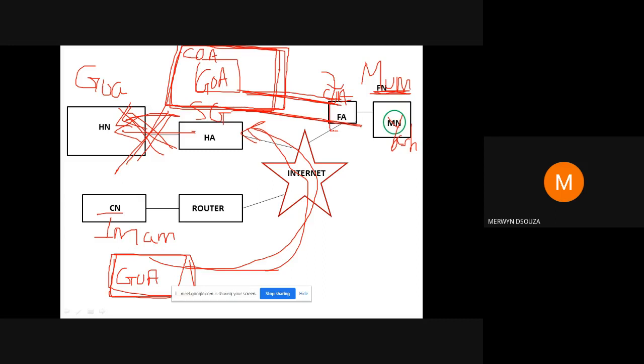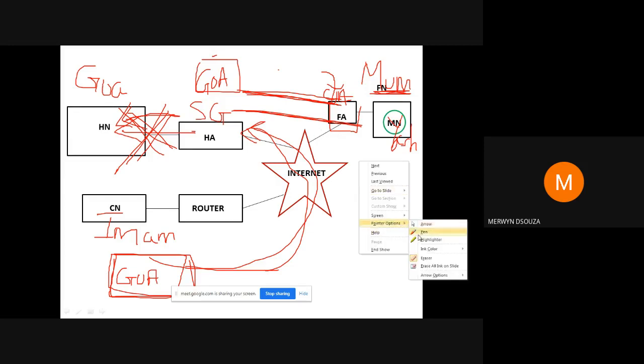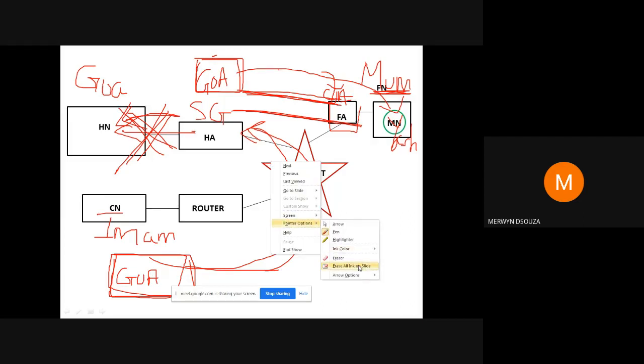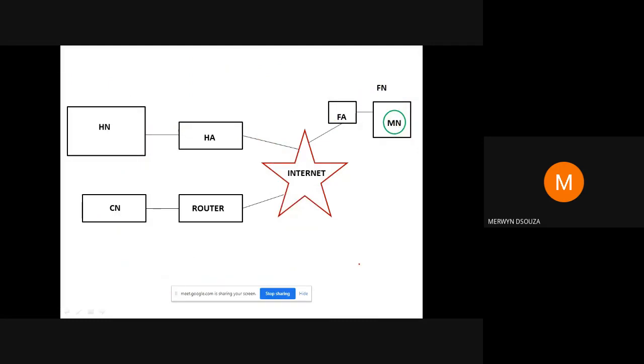When the foreign agent gets this packet, it decapsulates the packet. Decapsulation means removing this extra packet that the home agent had put. Once you decapsulate, you get the original packet, which was sent by the correspondent node, and you forward this original packet to the MN. So this is how, when the MN keeps on moving, the data that is being sent is received correctly.